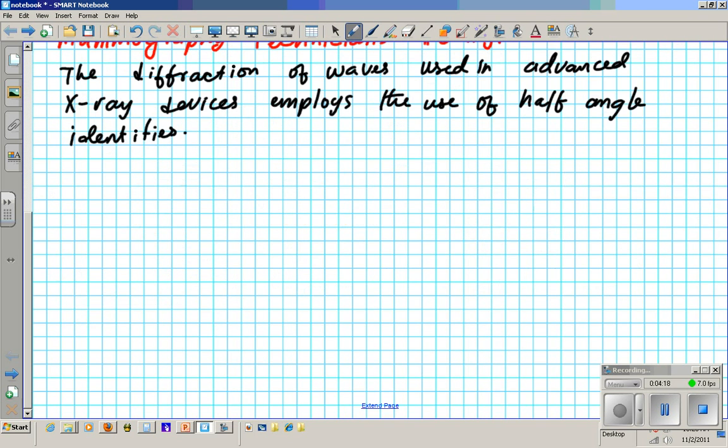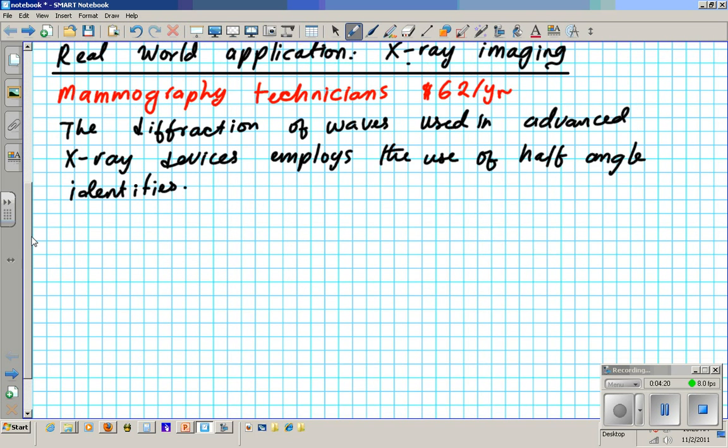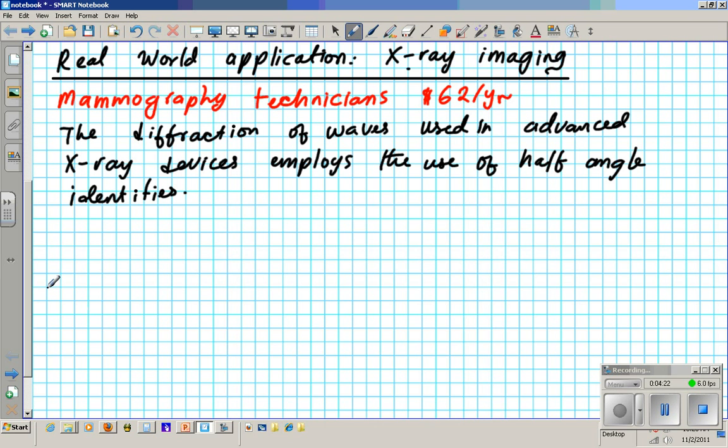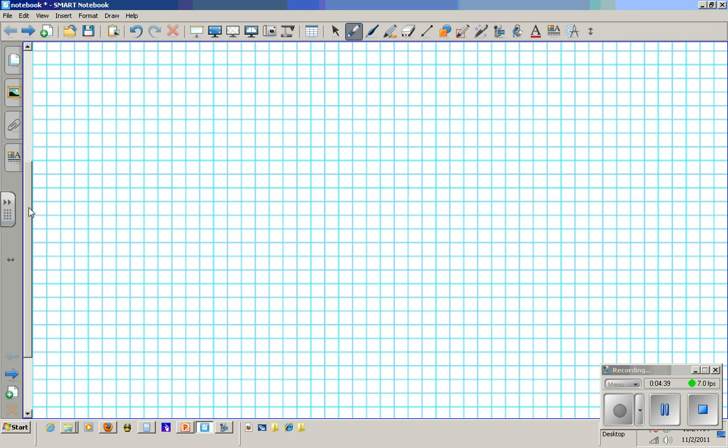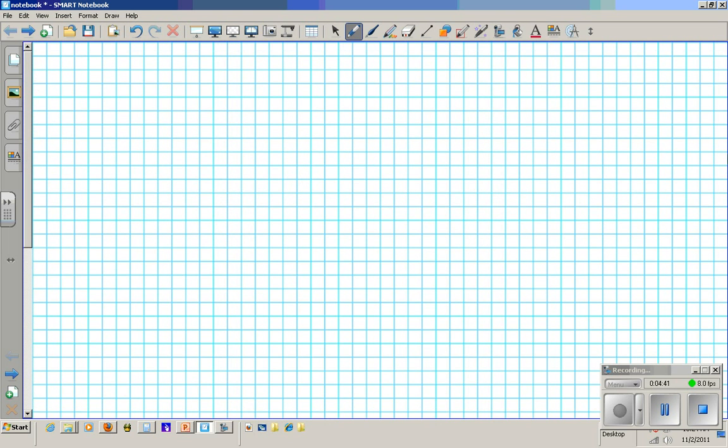Okay, so let's go ahead and go into the lesson. So before we start working on examples, I'd like to present to you the half-angle identities. Okay, I'm going to clear this page. So the title is going to be half-angle identities. So these are the half-angle identities.